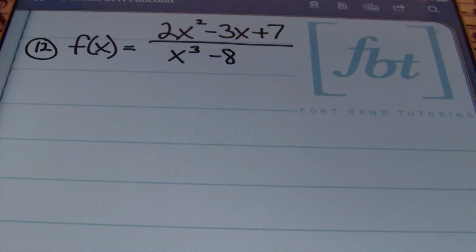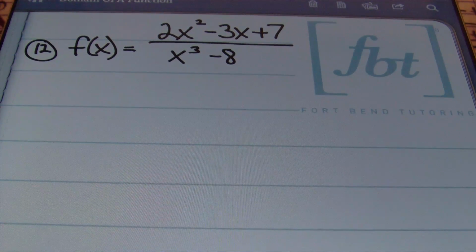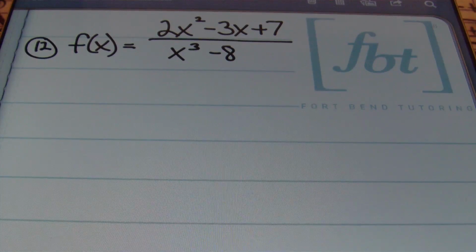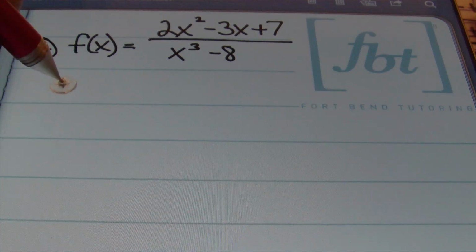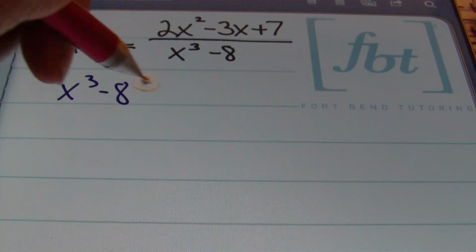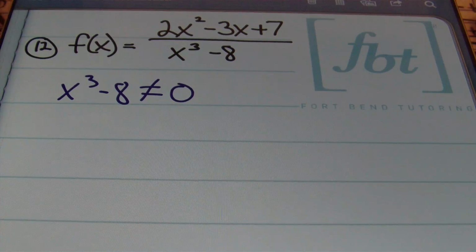In problem number 12, we have f of x equals 2x squared minus 3x plus 7 divided by x cubed minus 8. In the denominator we have a difference of cubes, so what you'll want to do here is factor this out. In the denominator, x cubed minus 8 can't equal 0. It's not happening.